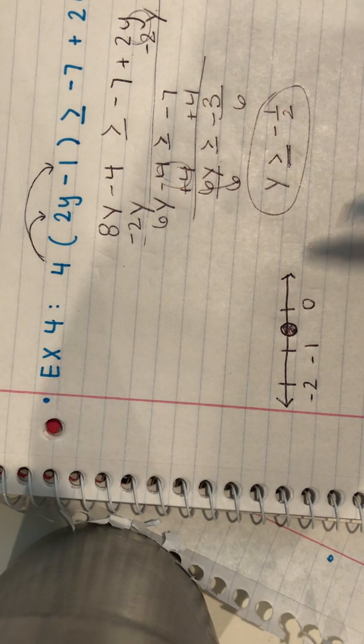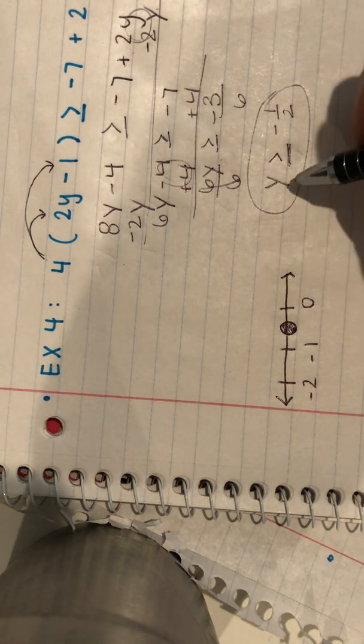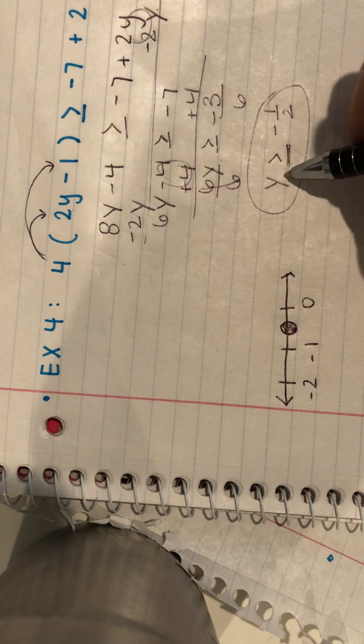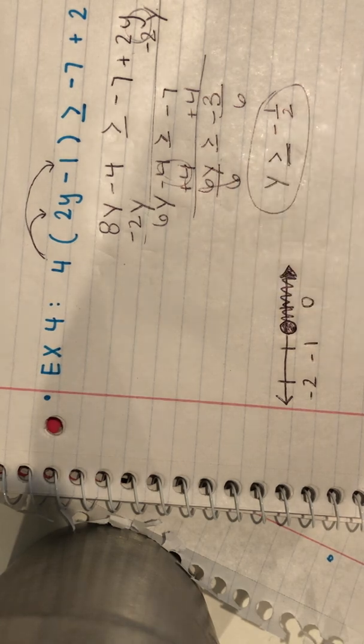So like we talked about earlier, your greater numbers are to the right, okay? So if we put 0 here, y is 0, which is greater than a negative 1/2. So we're shading to the right. And there we go. And those are just a few examples covering solving and graphing inequalities.